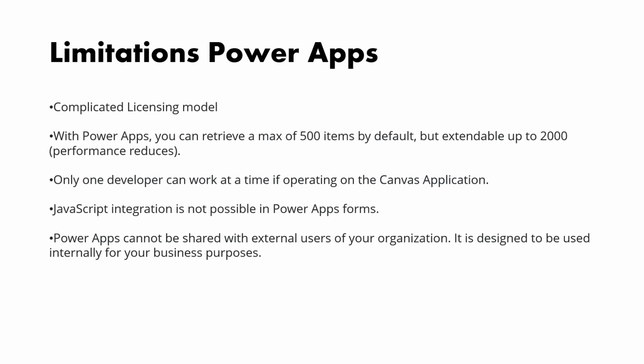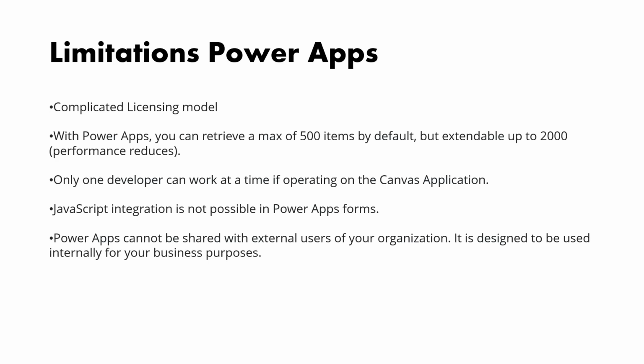With Power Apps, there is a limitation on how many items you can retrieve by default, and it is extendable to a certain limit. But as you extend it, the Power App performance starts reducing, right? So you should keep that in mind as well. Now, when you are building a Canvas app, it allows only one developer to work on that environment and build a Canvas application. But there is an alternate approach: if you connect your app to a GitHub repository, then you will be able to have multiple users edit the app as well.